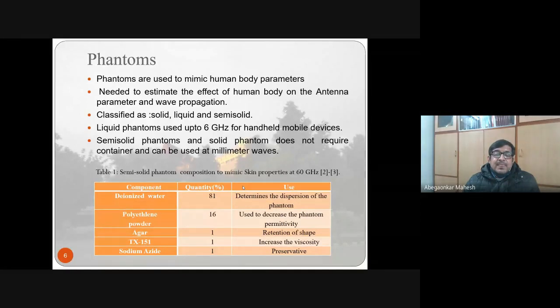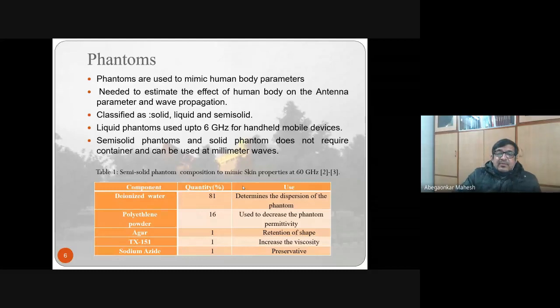It is not necessary that we buy these phantoms from the market. You can as well make your own phantom, which will basically mimic the human body parameters. So it will take into account the effect of the skin. It will take into account the effect of tissues, bones, blood, and so on. So liquid phantoms are used up to 6 gigahertz for handheld mobile devices. Then the semi-solid phantoms and solid phantoms do not require a container and can be used at millimeter waves. So at lower frequencies, generally liquid phantoms are used. But for higher frequencies, you either use a semi-solid phantom or a solid phantom.